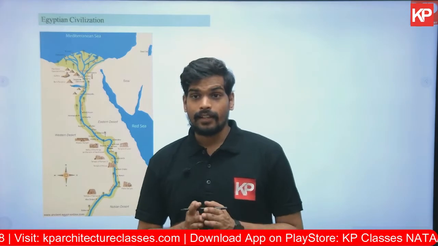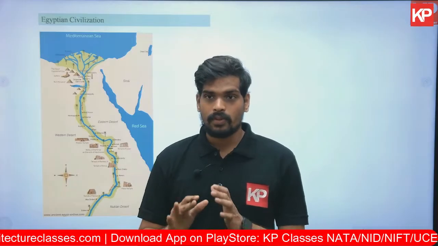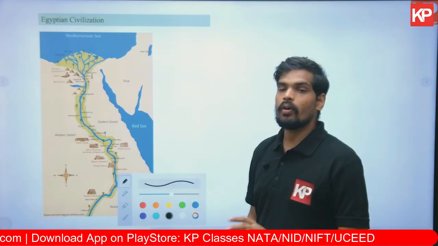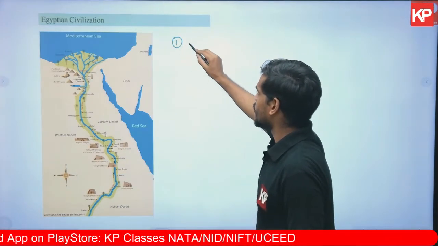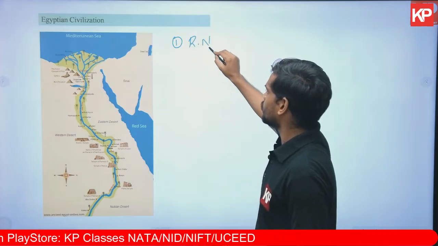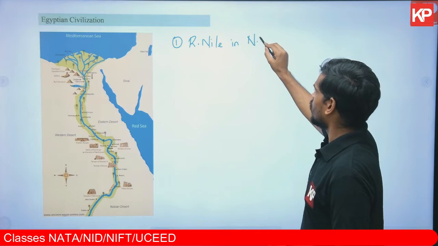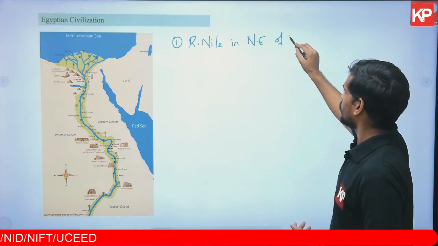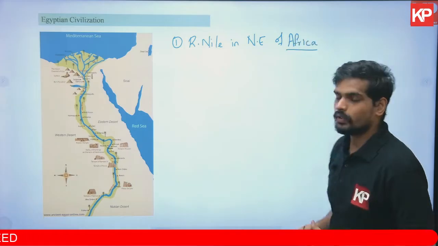Let us start with the second civilization, that is Egyptian civilization. Before we look into the architectural character of ancient Egyptian civilization, let us get to know a few details about this civilization first. First and foremost, the most important point to remember is that it existed along River Nile in the northeast of the African continent.